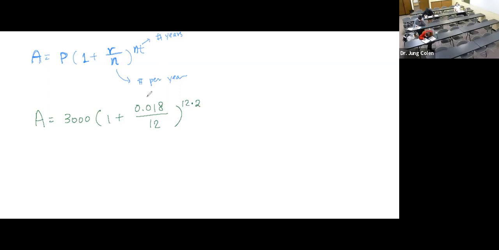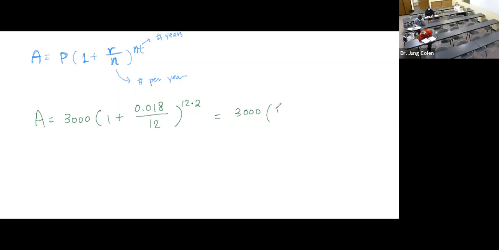If I say not monthly, how about semi-annually? What will that N become? 2. Semi-annually, you get paid twice a year. If I say quarterly, how many times? 4 times, so N becomes 4. Does it make sense? Okay. So it says monthly, which means you get paid interest 12 times a year, every month. Now you can just use the calculator.